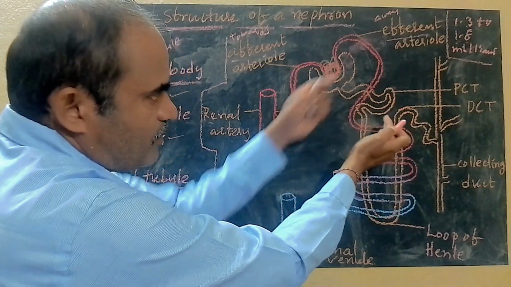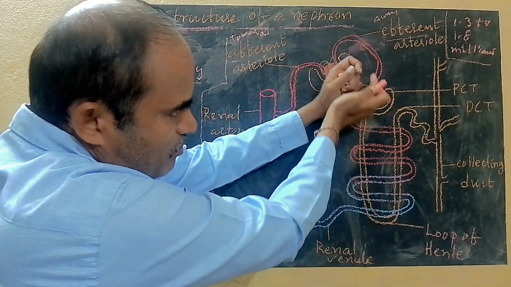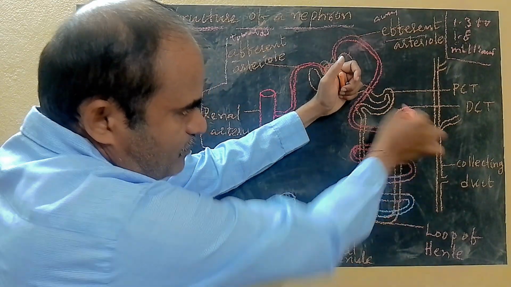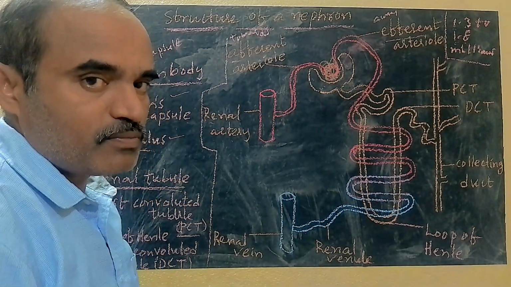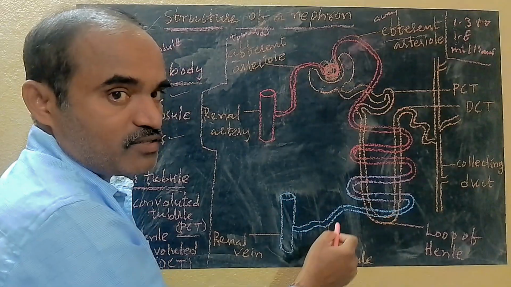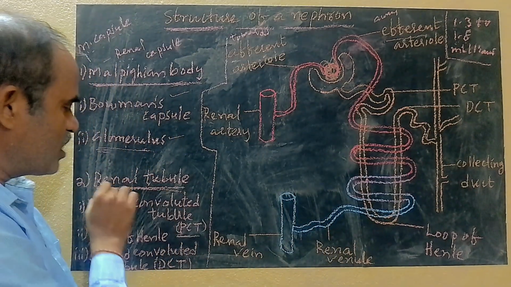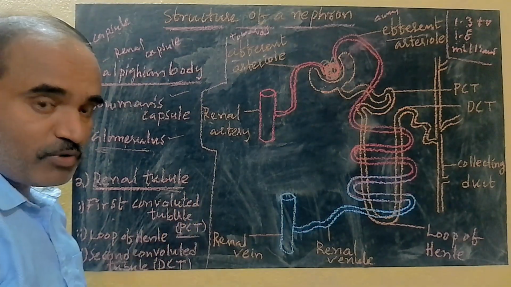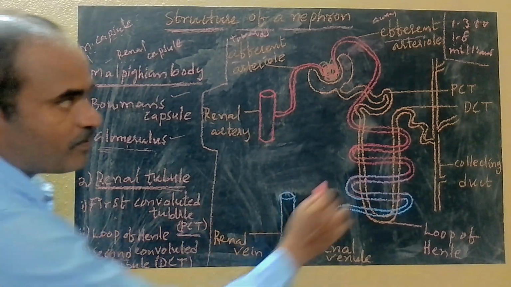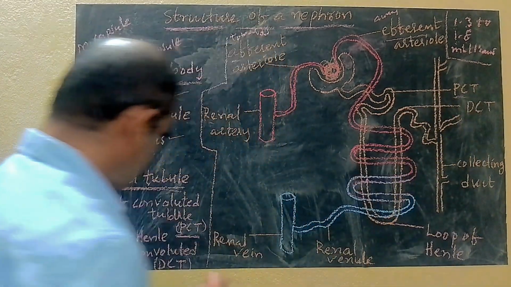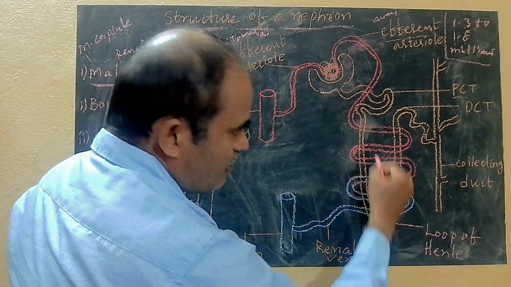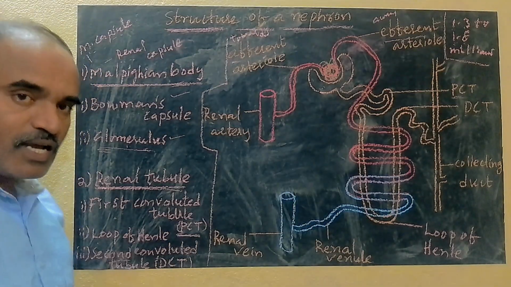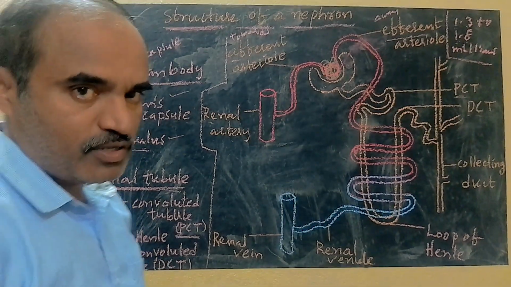Except for the Malpighian body, the remaining tubular structure of the nephron is called the renal tubule. Renal means kidney. The renal tubule has three parts: the PCT, the loop of Henle, and the DCT.